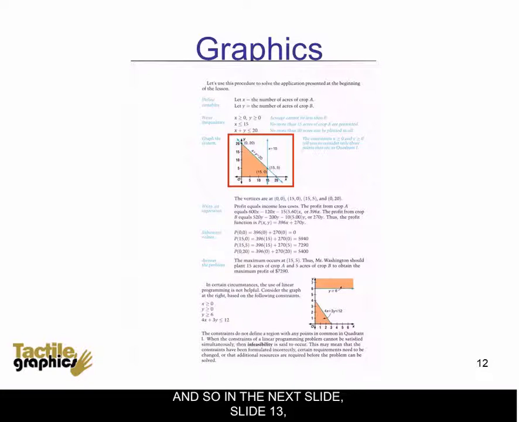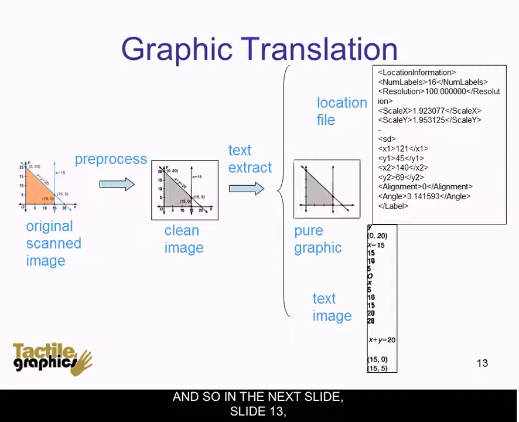So in the next slide, slide 13, I show a little bit about the process. It's a little bit technical, but I'll try to explain it. So we have our original image on the left. We do some pre-processing. In our case, we did not have a digital version of this image, but we actually had to scan it from the book. And then we pre-processed the scanned image to get rid of the noise to make it cleaner so that we could do a process to extract the text. And that was our own invention here at the University of Washington.